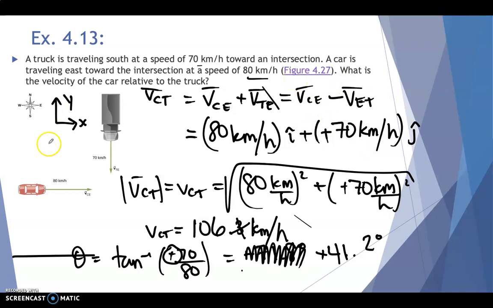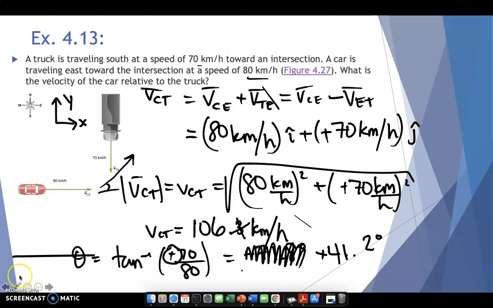So our velocity of the car relative to the truck then is somewhere in this direction, because it's about 41 degrees, with the velocity of 106 kilometers per hour. All right, so with that last example, that'll be it for this lecture, and we'll see you next time.